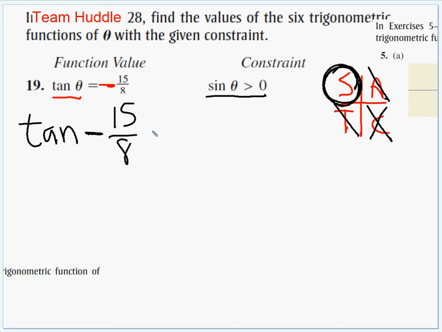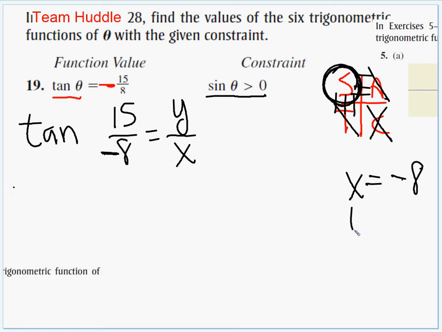Remember, tangent is y over x. So if we're in quadrant 2, what's going to be negative? Well, it's touching the positive y-axis, so y is positive. We're touching the negative x-axis. So this negative is specifically attached to the 8. So if we've got x and y, we can solve for r. I'm just going to make my list over here. X is -8. Y equals 15. R equals 17, if you do the Pythagorean theorem right.